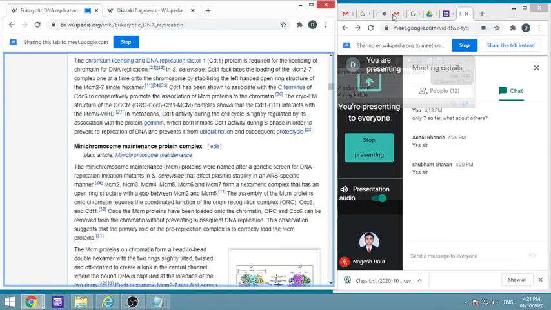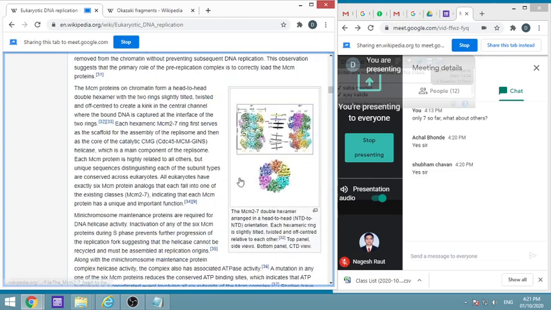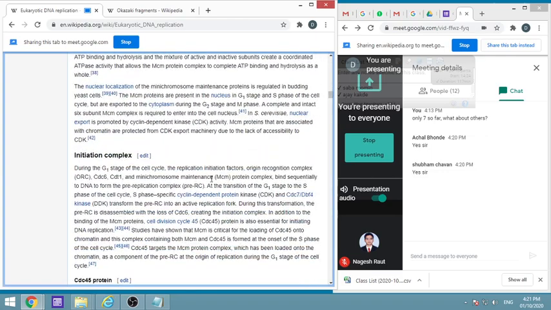MCM is the mini chromosome maintenance protein complex, made of MCM2, 3, 4, 5, 6 and 7. These are six proteins combined together to make this complex. So how is its role played? Then there is the initiation complex.